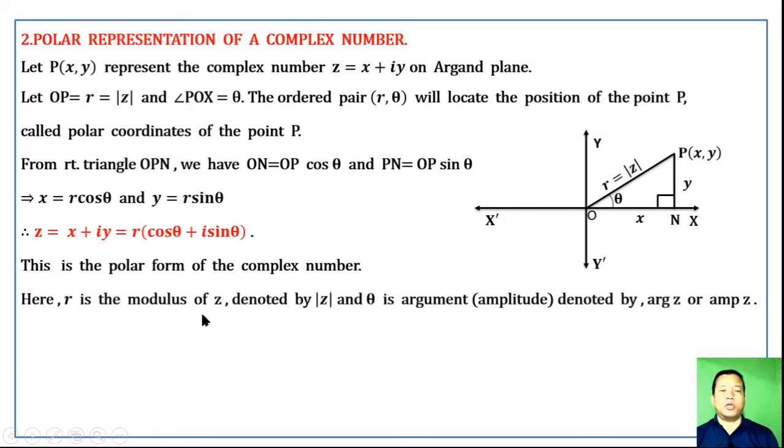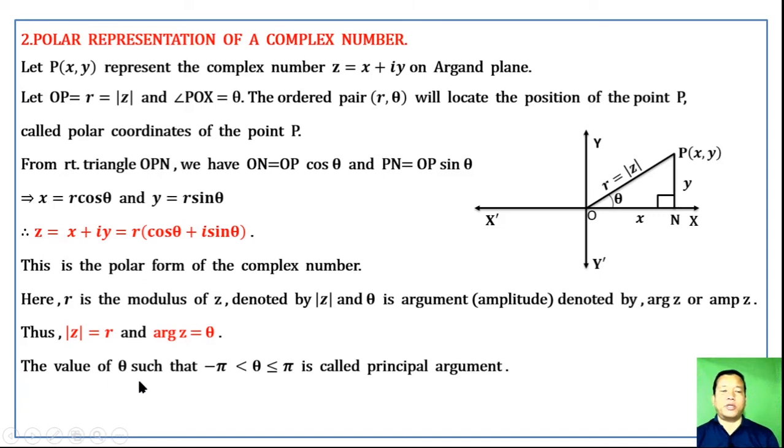Here r is the modulus of z, denoted by modulus of z, and theta is the argument or amplitude, denoted by arg z or amp z. Thus, modulus of z is equal to r and argument of z is theta.